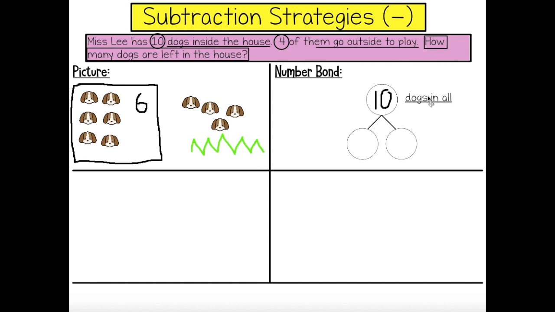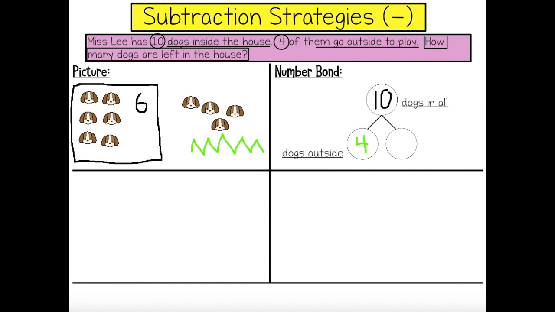So, I'm going to label the whole dogs in all. What's something else that we know? That's right. We know that 4 of them go outside to play, and this 4 represents 1 part in this story. And we know that the 4 represents a part in this story, and these 4 are the 4 dogs that go outside to play. So I'm going to label this 4 dogs outside.